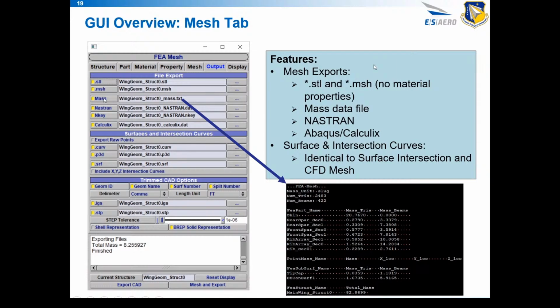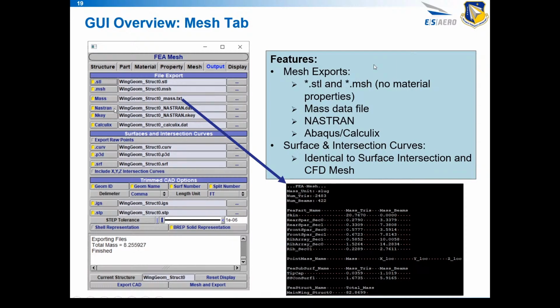We have a mass file. So I guess this one's actually not a mesh file, but the mesh information is used along with your material and property information to try to calculate the mass of your tri and beam elements and your total mass there. That's what's shown on the bottom right here.